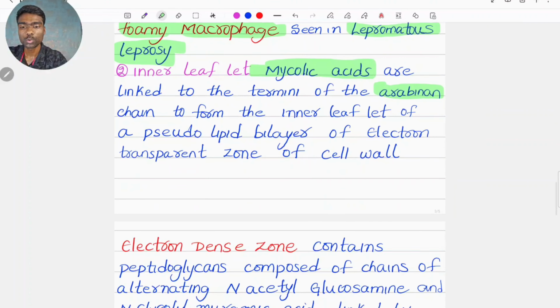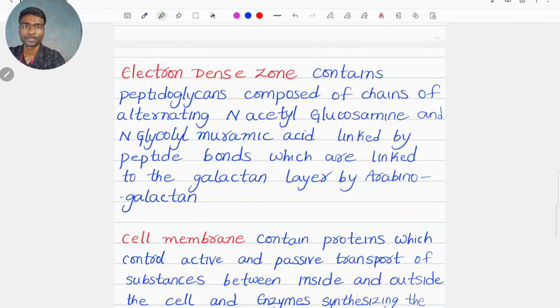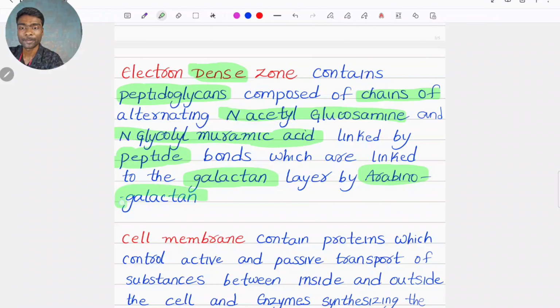Now we will move to electron dense zone. Why is it very dense? Because of the presence of peptidoglycans. Peptidoglycans are nothing but chains of alternating N-acetyl glucosamine and N-glycolyl muramic acid linked by peptide bonds, which are again linked to the galactan layer by arabinogalactan.